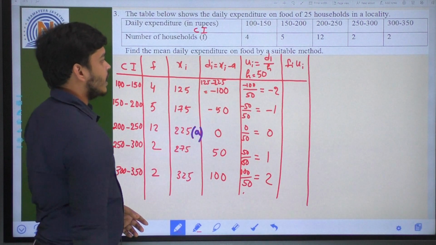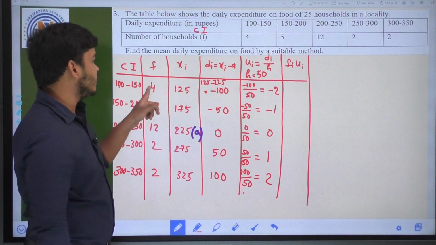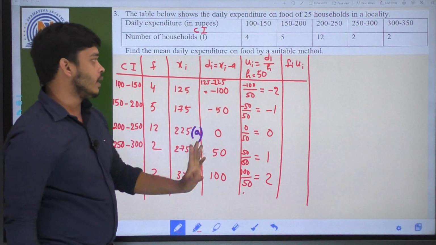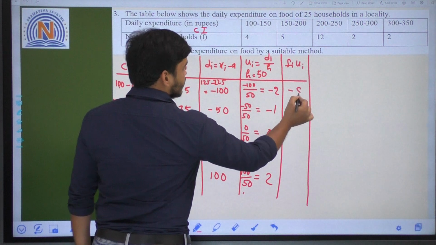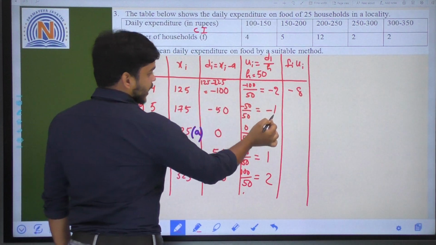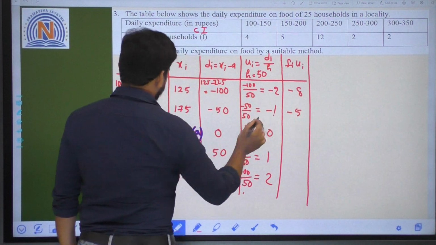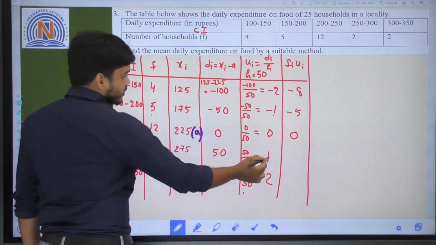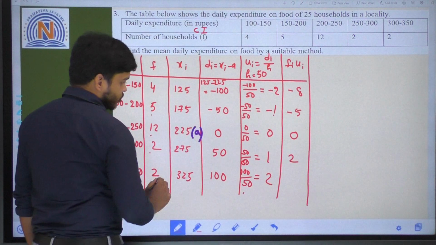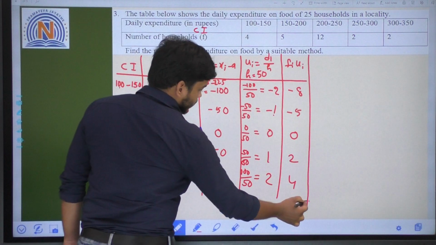Now the last column is fi into ui, the product of frequency and ui. So 4 into minus 2 is minus 8, 5 into minus 1 is minus 5, 12 into 0 is 0, 2 ones are 2, and 2 twos are 4.